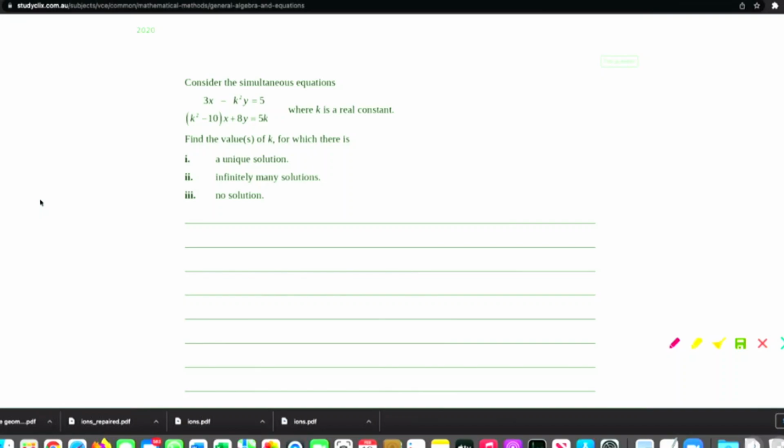So you put this into the matrix. This is a short answer question, so you have to do the steps right. So 3 minus k squared, k squared minus 10, 8 here. Write it down carefully. You have to write all of these things. 2 by 1 should be equal to 5 and 5k.